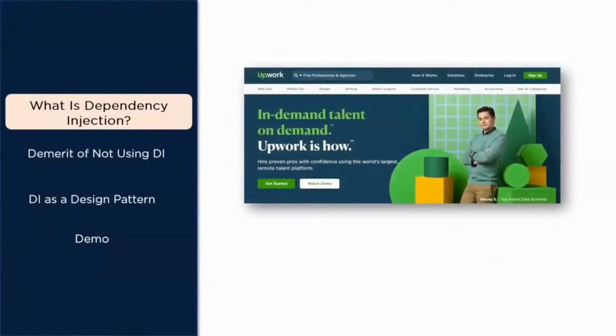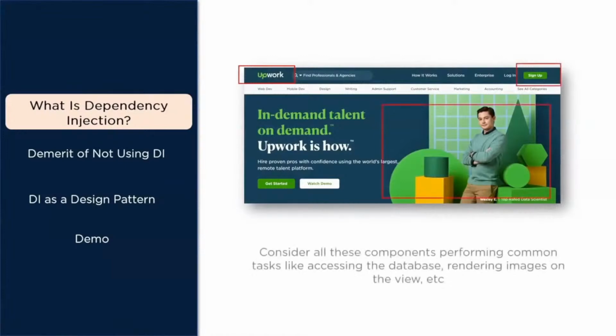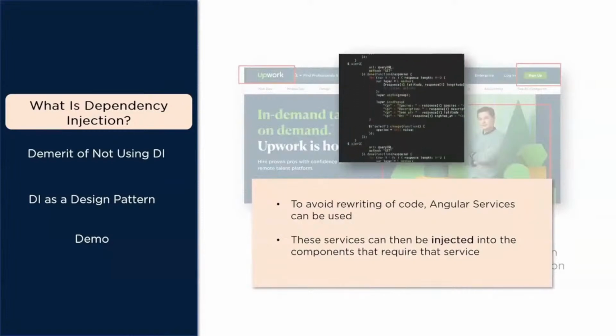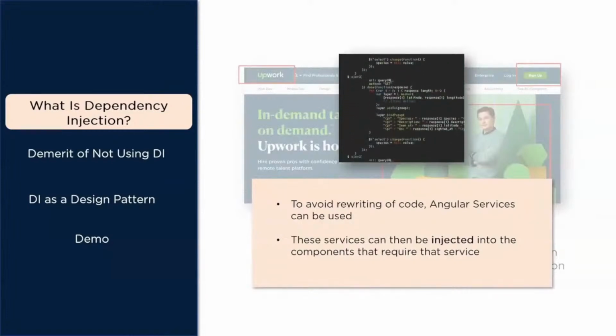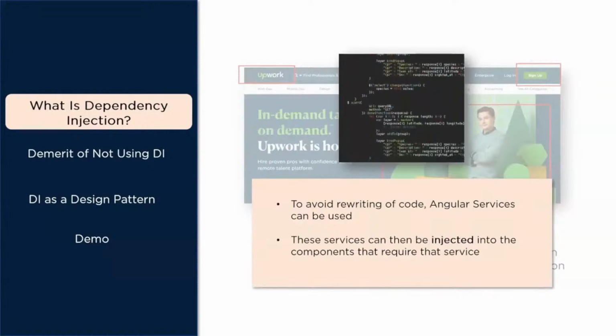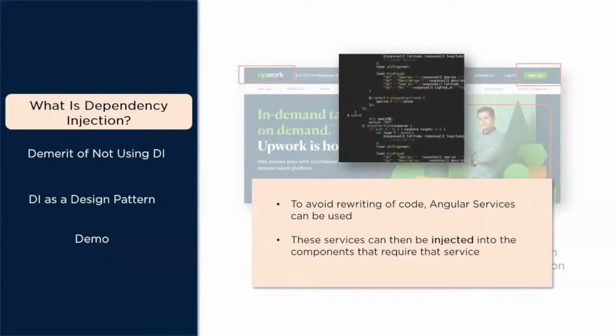So let's consider this. I'm sure you're aware that Angular uses the concept of components. The entire UI of the application is divided into several components. Now, what if all of these components perform similar tasks, be it accessing the database, rendering images, etc.? Now, instead of writing the same piece of code for every component, you could write the code once and then perhaps inject the same code into every component. Now, this is supported by dependency injection.